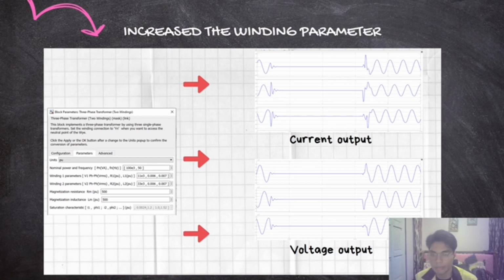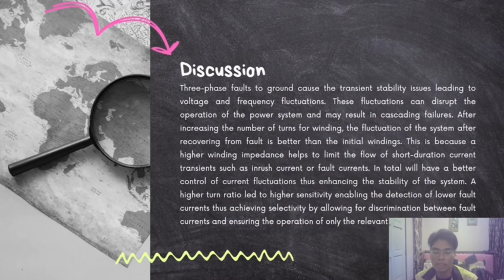So basically, the fault that happened in the system is a three-phase fault to the ground, which causes transient stability issues leading to voltage and frequency fluctuation. This fluctuation can disrupt the operation of the power system and may result in cascading failure. So after increasing the number of turns for the winding, the fluctuation of the system after recovering from the fault is better than with the initial winding.